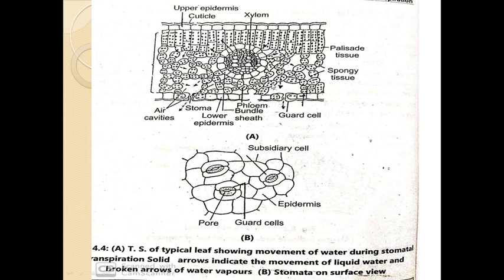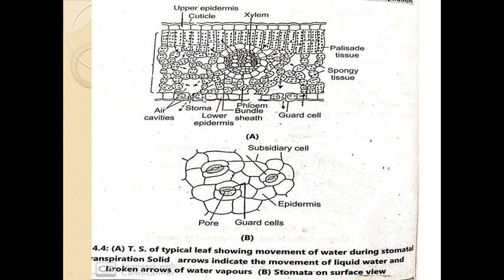90 to 95% of water is present within the mesophyll cells. When sunlight falls on the leaf surface, the water within the mesophyll cells gets heated and water vapors are formed. These water vapors are collected in the air cavities, and when the stomata open, these water vapors come out through the stomatal pore and go into the atmosphere.